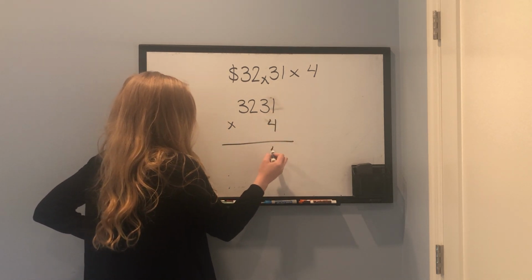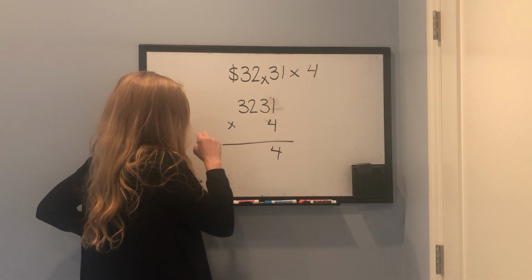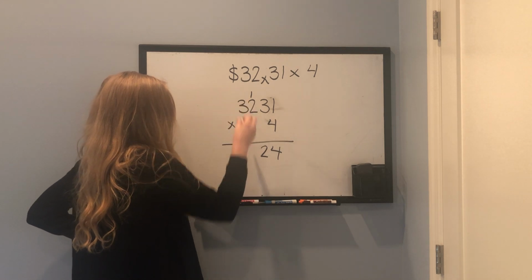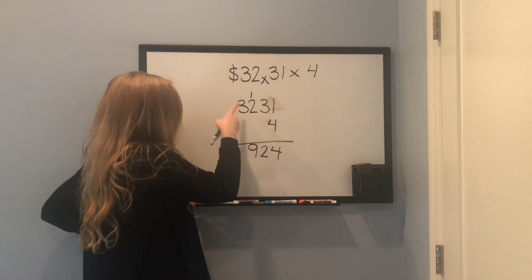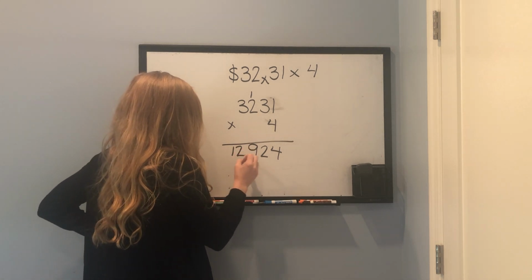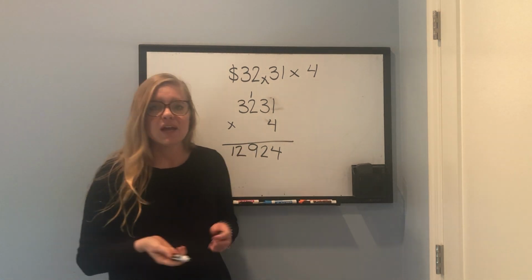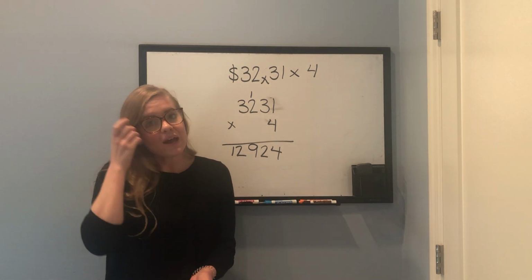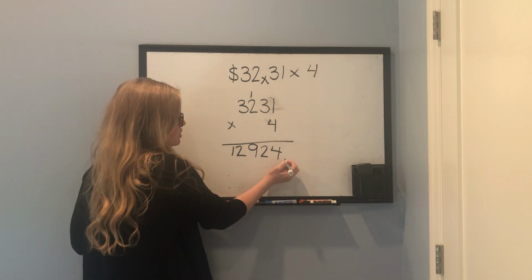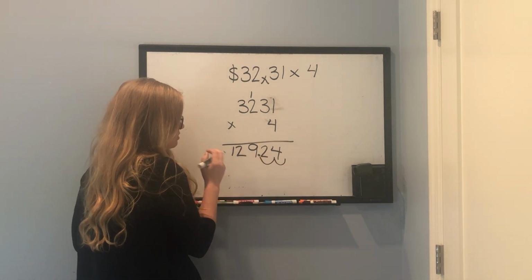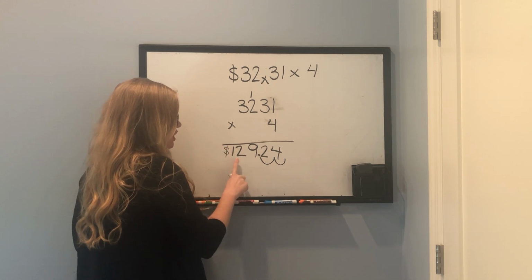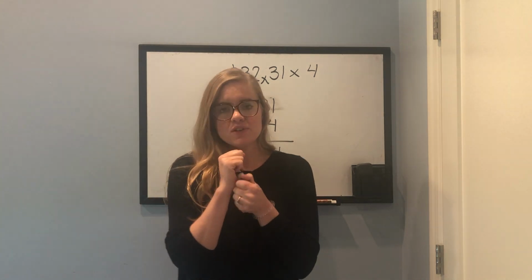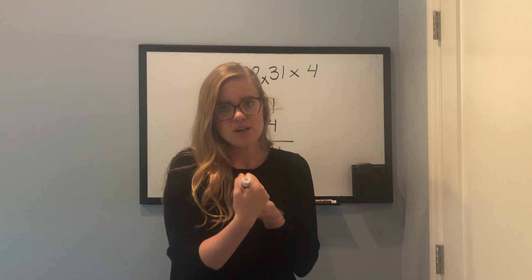4 times 1 is 4. 4 times 30 is 120. 4 times 200 is 800, plus 100 is 900. 4 times 3,000 is 12,000. Oh my goodness. So here we have 1, 2, 3, 4, 5 digits again. And we're going to add back in our decimal point. So we're going to count 1, 2, put that decimal point right back in there. So our answer is $129.24.